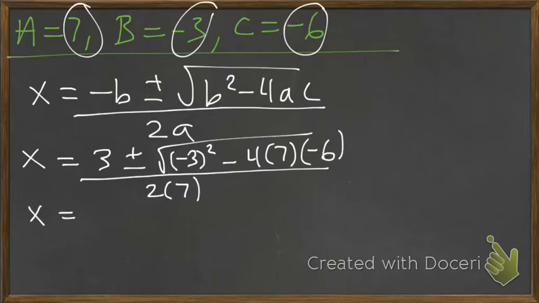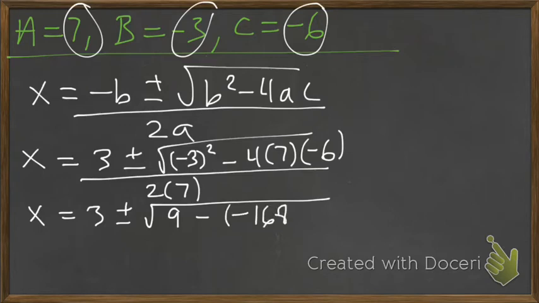Okay. X is equal to 3, plus or minus. Let's see what we can solve out of here. -3 squared is 9. Subtract 4 multiplied by, okay, I'm going to have to calculate this. So when I calculated it, I ended up with -168. So these two together are going to give me a positive. I'll write that on the next line. And this is all divided by 14.